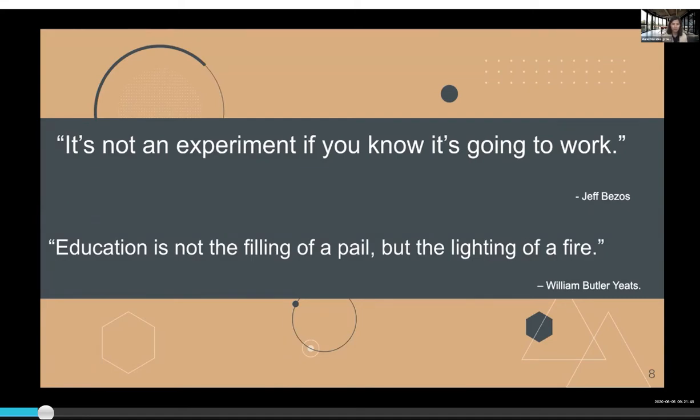Another quote is very timely today from William Butler Yeats. "Education is not the filling of a pail, but the lighting of a fire." So let us remember that as we graduate, this is not the end, but just the beginning. Next slide.